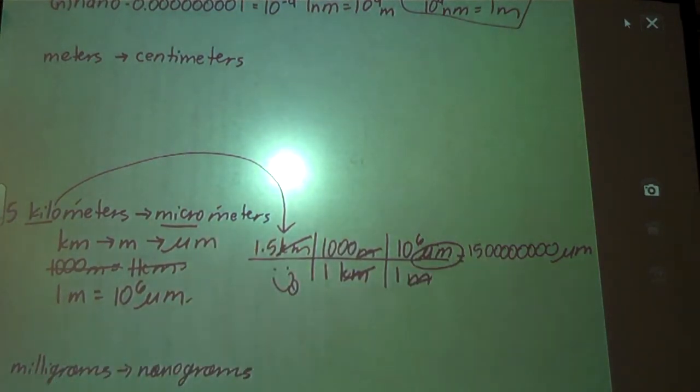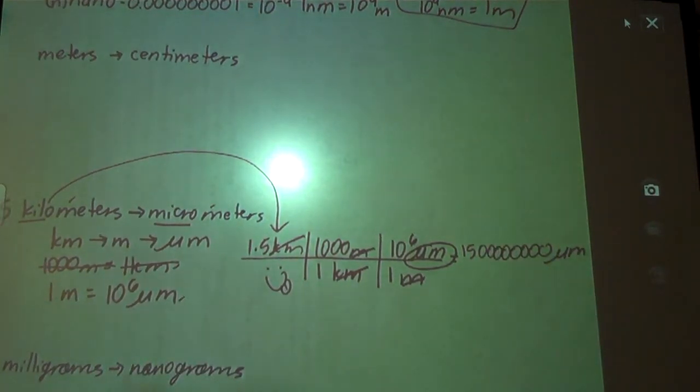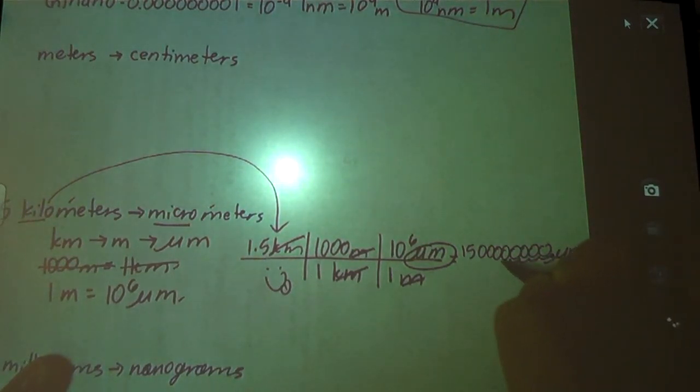That's icky. Let's put that in scientific notation real quick. Since it's a big number, the decimal is way back here, and we're going to bounce it until there's one number in front. 1, 2, 3, 4, 5, 6, 7, 8, 9. 1.5 times 10 to the 9th micrometers.